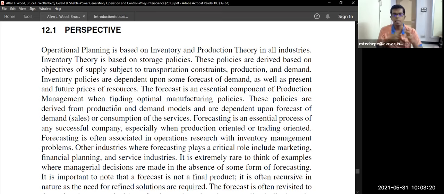Other industries where forecasting plays a critical role include marketing, financial planning, and service industries as well.